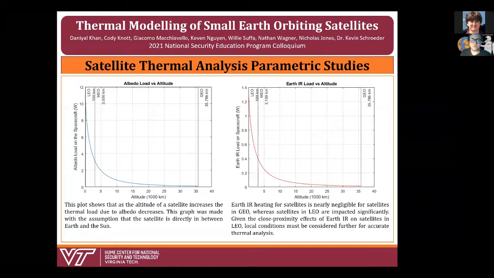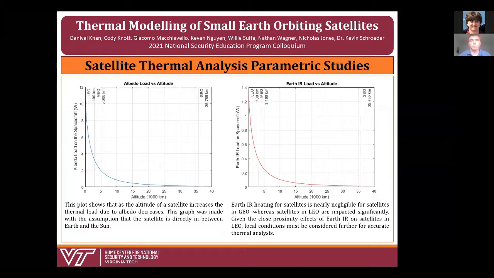Hi, my name is William Sufa, and I worked on the albedo load versus altitude plot. Albedo is known as the sunlight reflected off of a planet's surface. For our graph, the albedo heat load was calculated as altitude increased at the subsolar point. As can be seen from the plot, as altitude increases, the albedo load on our satellite decreases. As we approach geosynchronous orbit, we see that the thermal load due to albedo is almost zero. This means that as we put our satellites closer to Earth, the reflectivity of the surface and the cloud coverage will need to be taken into consideration.